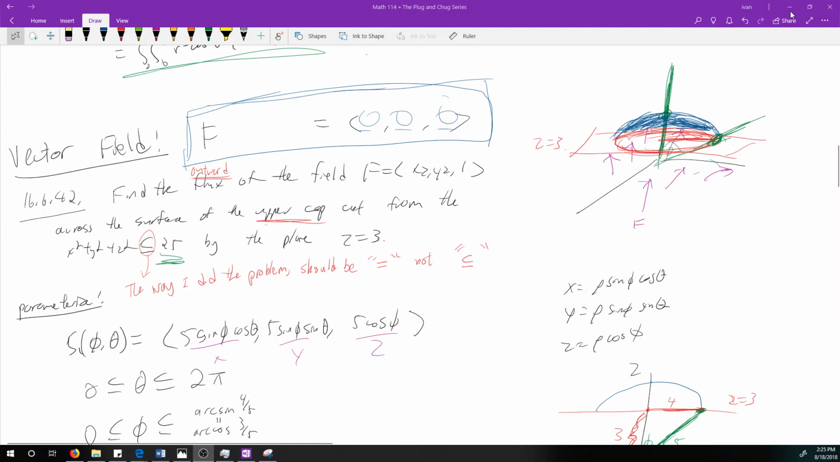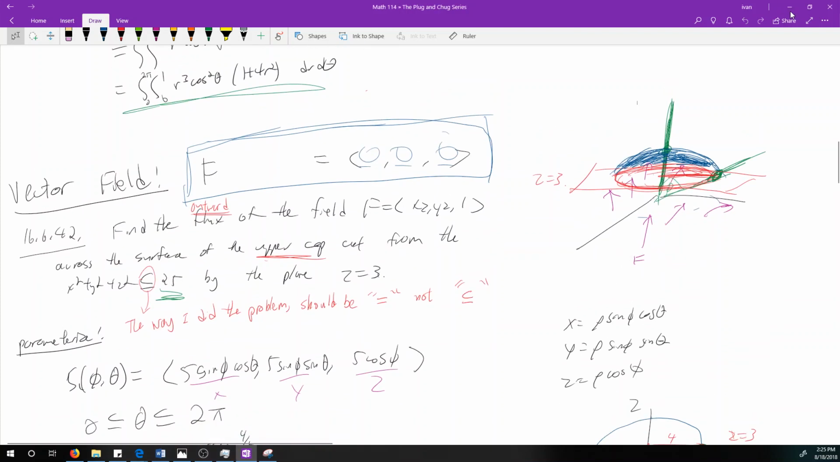If we pull up this problem that I did, this is exactly what I did, here's what's shown in the video. I added this part right here, which says, look, I circled this less than or equal to sign, and I said the way I did the problem, it should be an equal to and not less than or equal to. So what do I mean by this?